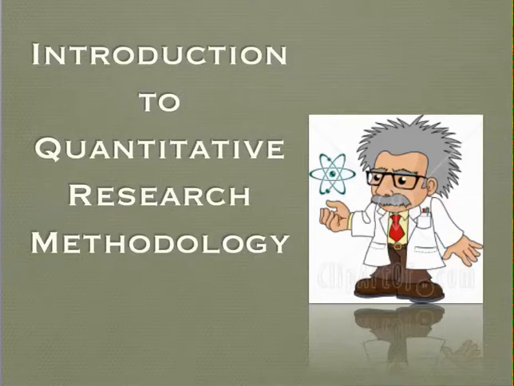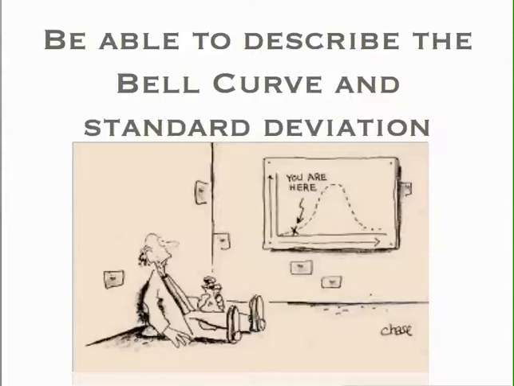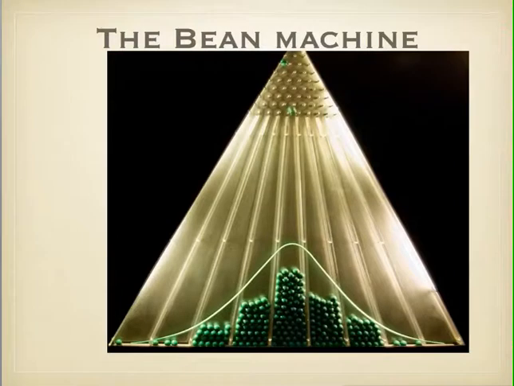Greetings, friends. This is the second of two videos that will give us the very briefest of introduction to quantitative research methodology. And for this video, what we wanted to talk about was the bell curve and what is called standard deviation. The bell curve is a way of describing what is often called the shape of the data, of the shape of the distribution.